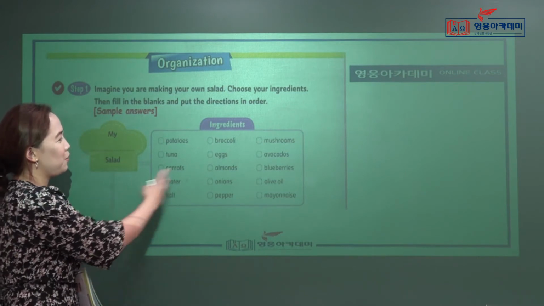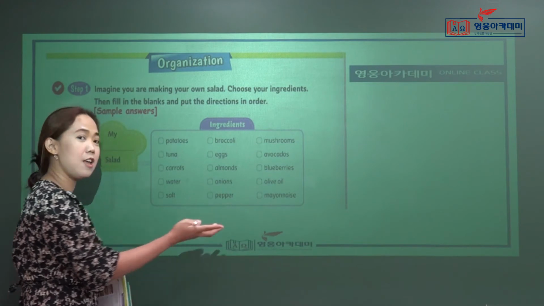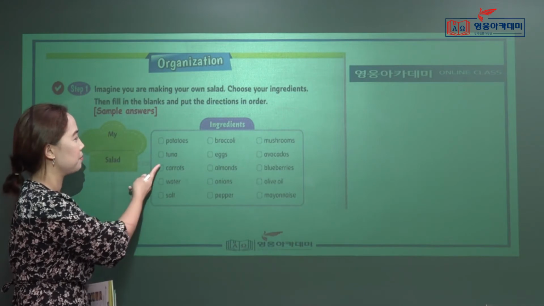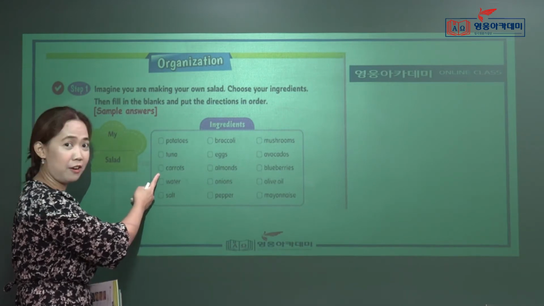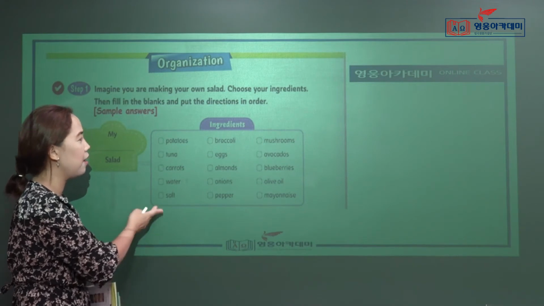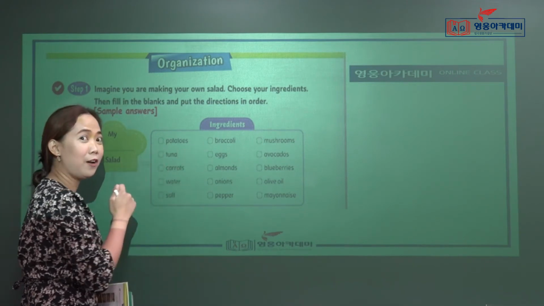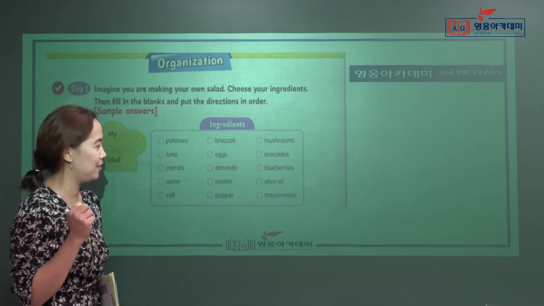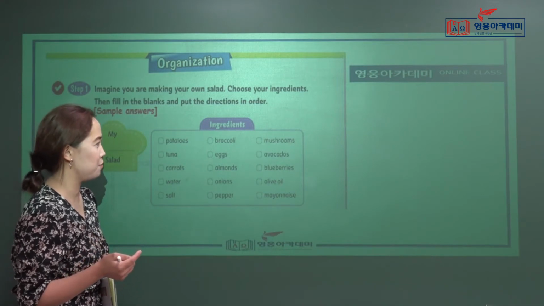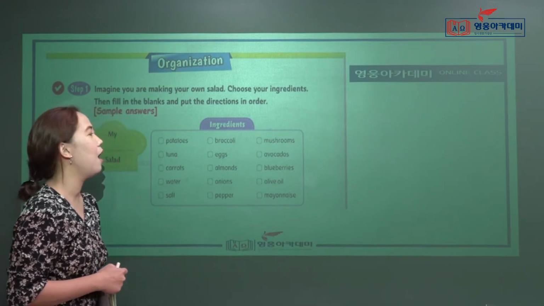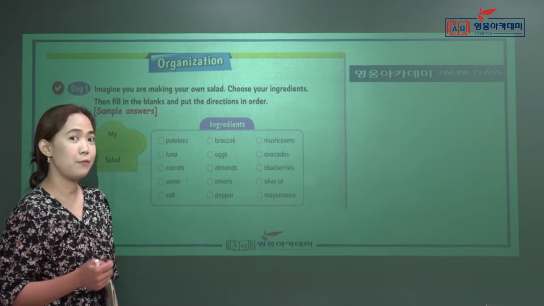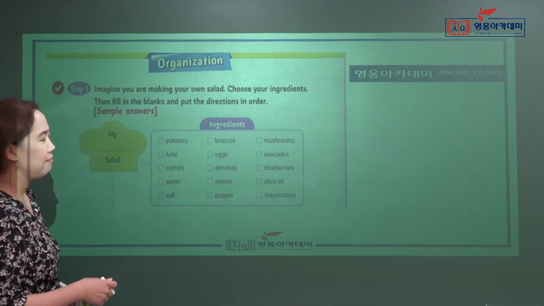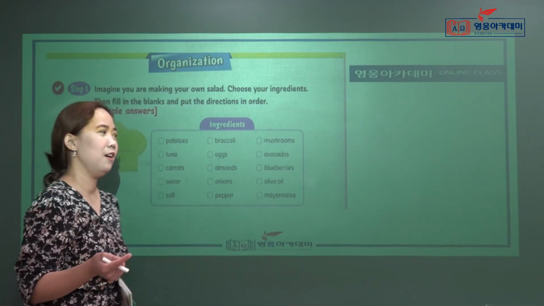Okay. So here are the examples of ingredients that you can use for your salad. Let's read together. Potatoes, tuna, carrots, water, salt, broccoli, my favorite, eggs, almonds, onions, pepper, mushrooms, avocados, blueberries, olive oil, and mayonnaise. All right. Have you guys decided on what to write? Okay.